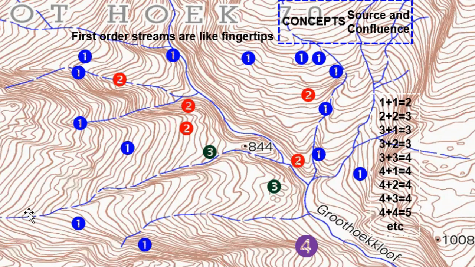If you remember very well from your classes, you must have looked at what we call the first stream order, which is the independent stream, and the second stream order, when 1 and 1 have joined. Here we have 1 plus 1, it forms the second stream order. 2 plus 2 forms the third stream order. 3 plus 1 is still 3, 3 plus 2 is still 3, but 3 plus 3 forms 4.